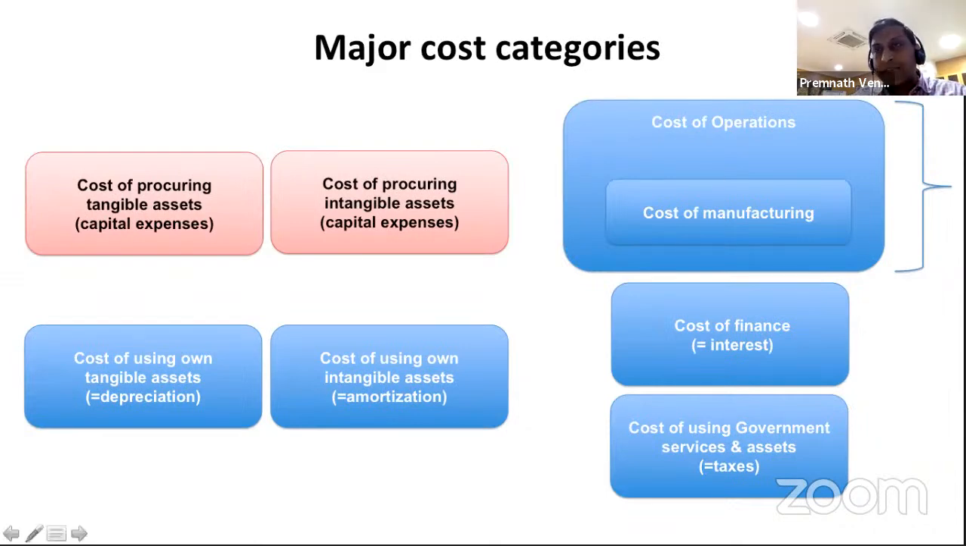So simple things to understand are on the right-hand side first, which is cost of operations, which includes the cost of manufacturing, right? Which I think even Sujata talked about. There's a cost of finance, which is if you're taking a loan, you're paying some interest. That's some money which you have to pay out from your company. Cost of using government services and assets is taxes, right? So this you will always see very often.